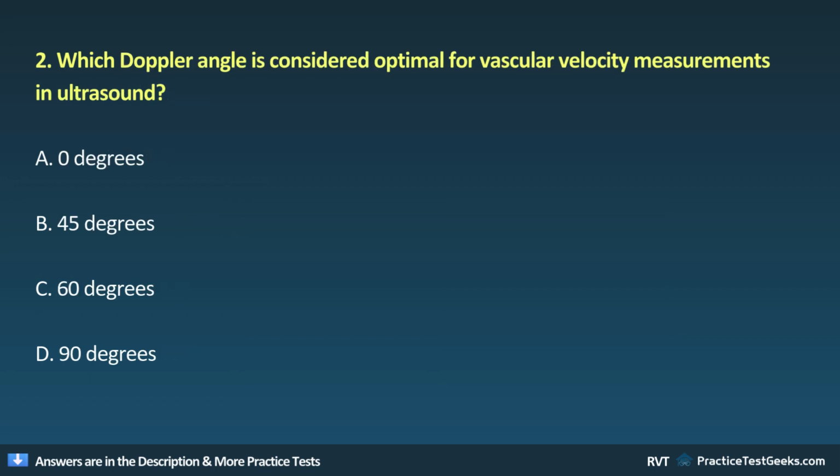2. Which Doppler angle is considered optimal for vascular velocity measurements in ultrasound? A. 0 degrees. B. 45 degrees. C. 60 degrees. D. 90 degrees.